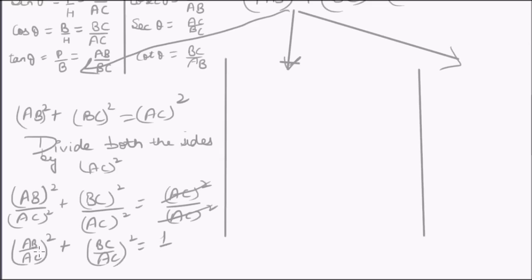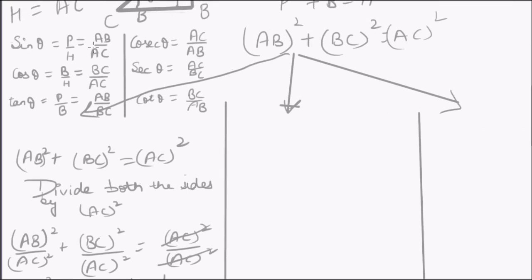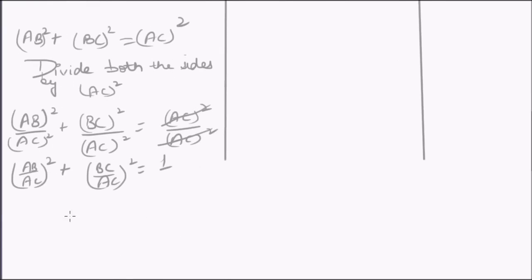Now friends, what is AB over AC? It is sine of theta. And what is BC over AC? It is cos of theta. So in left hand side we have sine theta and cos theta with their respective whole square. That is (sine theta) whole square plus (cos theta) whole square equals 1.